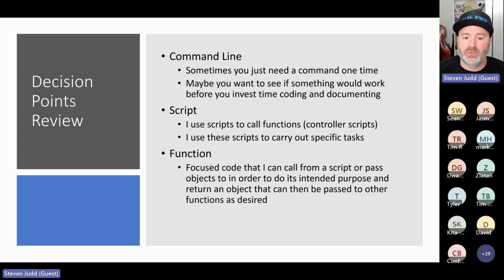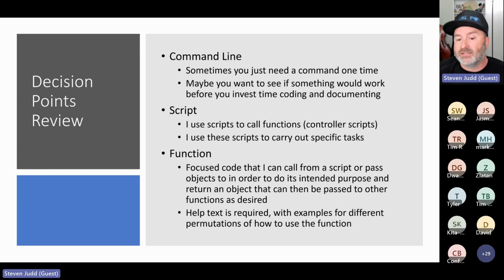And then finally, the function is focused code that I can call from the script or pass objects to in order to do its intended purpose and return an object that can then be passed to other functions as desired. Help text is required. Not technically, but please, please, please put help text in, because without that and without any examples, someone's going to not know how to use your function. And if they find out you wrote it, they'll be like, thank you for the code, but thanks for nothing, because I wanted to understand how it worked, and you made me read all the code. It's expected that these things will have help text, okay? And examples. I'm a big stickler for examples.